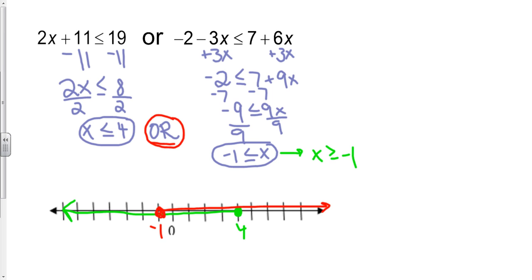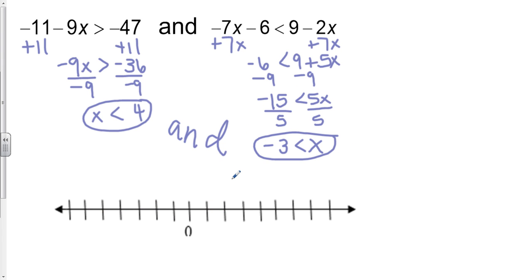Okay, now let's talk about an and situation. And implies that you don't have an option. It has to be true for both situations. So let's graph these. First, let's do x is less than 4. So here's my 4, open circle, has to be less than. Now let's do the other one. x is greater than negative 3. So here's negative 3, open circle, greater than.